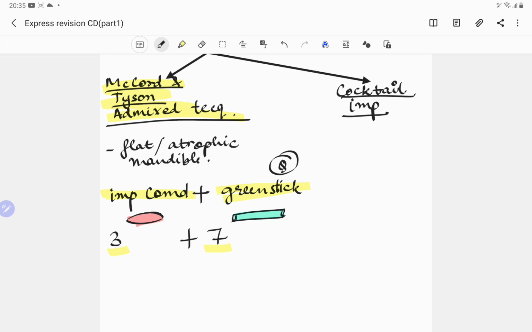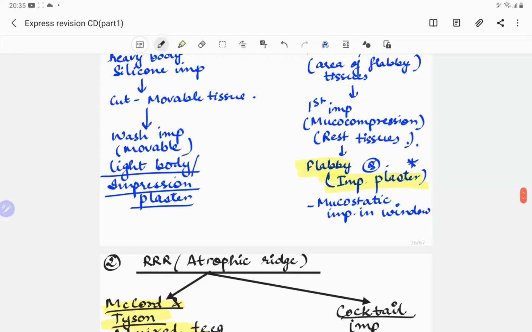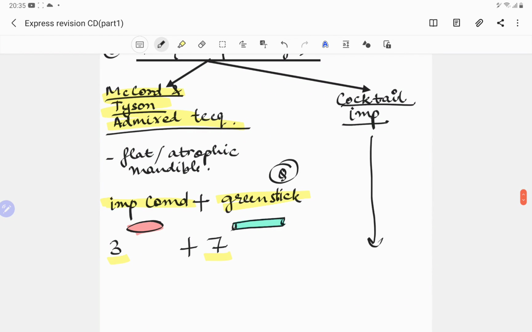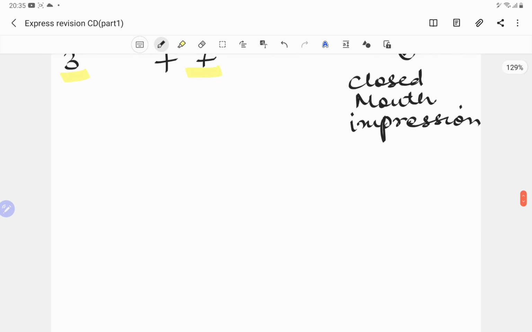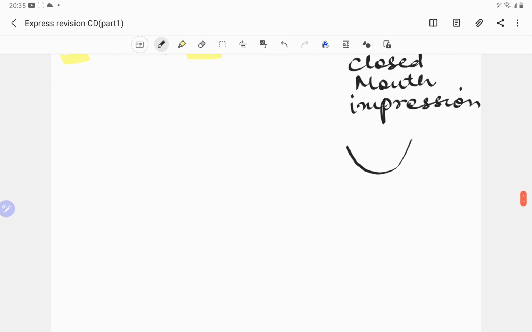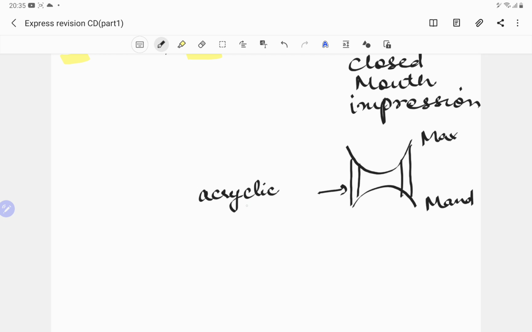The next one is the cocktail impression. In the cocktail impression, we use the closed mouth technique, that means we take the impression when the patient has closed the mouth. Suppose this is the maxillary denture base and this is the mandibular denture base, and we put acrylic pillars, or we can say acrylic stops. These are the acrylic pillars.